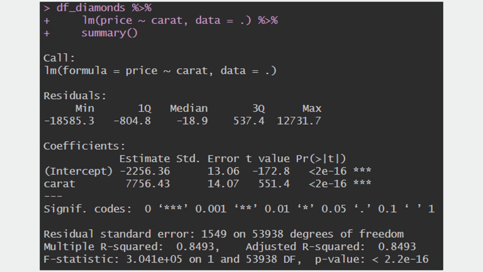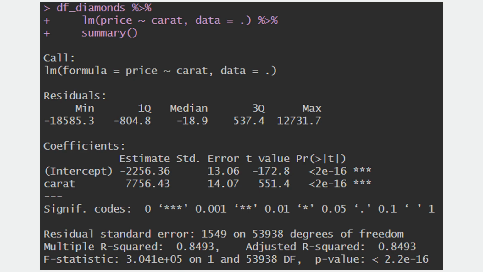So this is a lot of text, but let me walk you through what I commanded R to do. I told R, use the data frame I created for diamonds. This is the data I want you to use. Create a linear model. That's what the LM function stands for. And I want you to take price and explain it by carat. Then give me a summary.